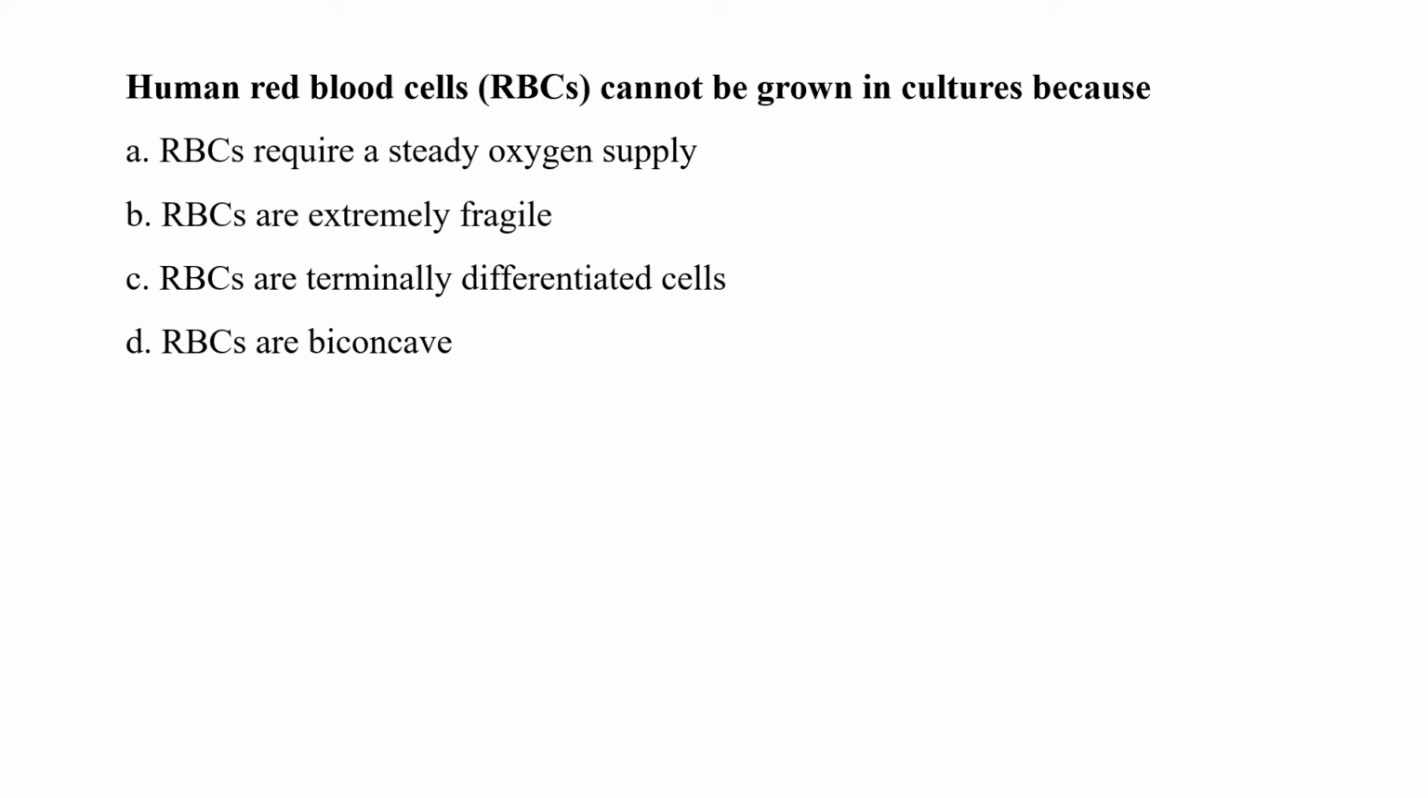Human red blood cells cannot be grown in cultures because A. RBCs require a steady oxygen supply, B. RBCs are extremely fragile, C. RBCs are terminally differentiated cells, or D. RBCs are biconcave. The requirement for culture cells is continuous proliferation. RBCs are terminally differentiated cells that have lost their ability to divide further since they have no nucleus. Thus, option C is correct.